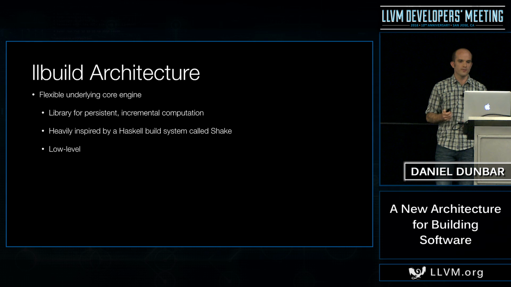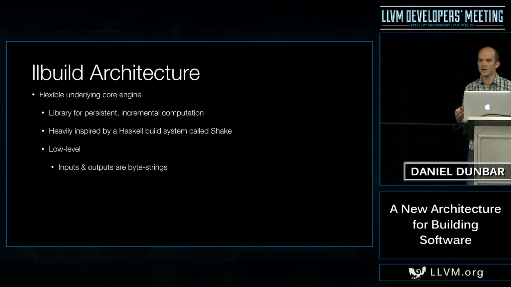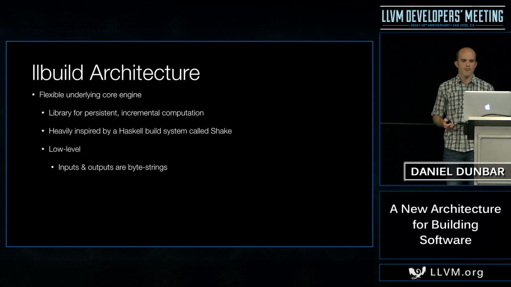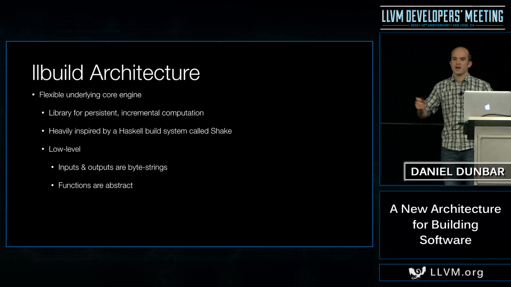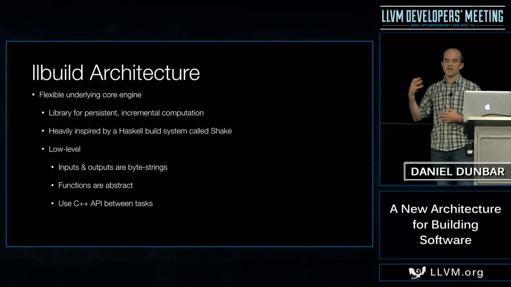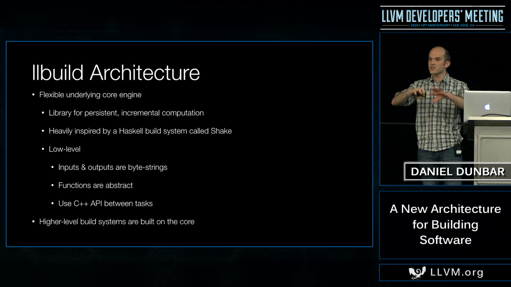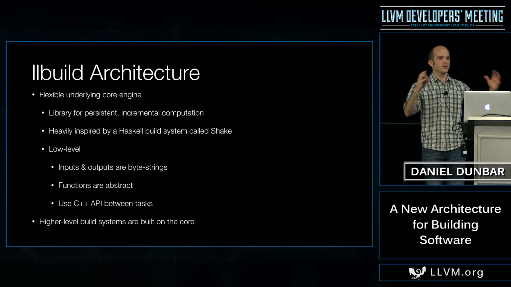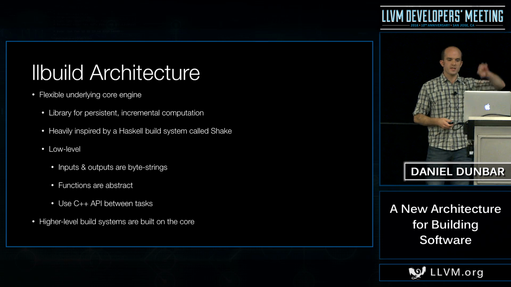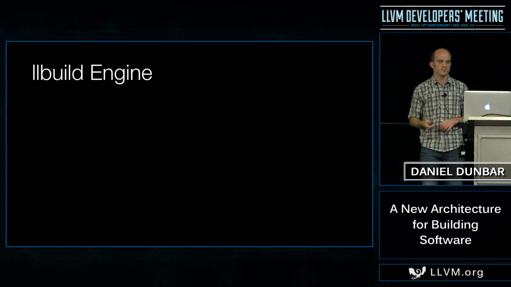And as I said, it's pretty low level. The inputs and the outputs are really just byte strings at this level. There's not files. They're just strings of bytes. And the expectation is that as a client, you'll encode data in those if necessary. And then functions are completely abstract to this layer. And there's a C++ API that's used to communicate between the tasks. And then on top of this core, that's where you build your higher level build systems. So there's a Ninja implementation sitting on top of this core. There's an implementation for the package manager sitting on top of it.